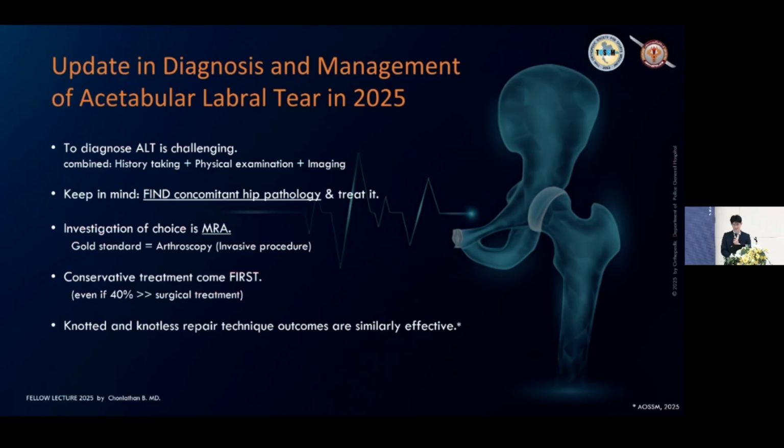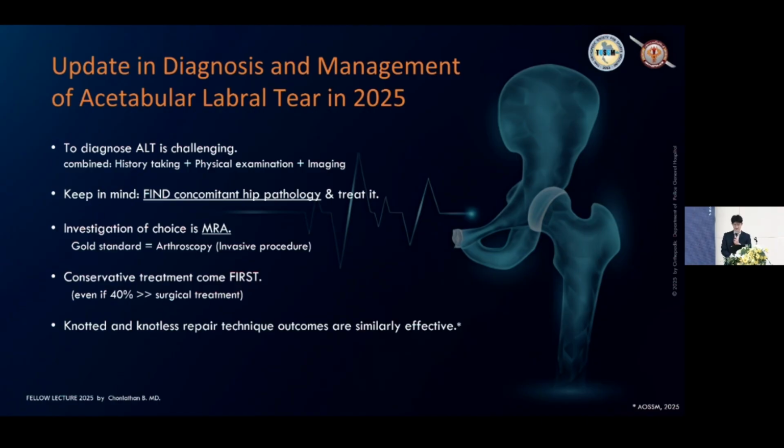Take home message: to diagnose ALT is still challenging. We have to combine history taking and physical examination together with imaging. Keep in mind that once ALT is suspected, there is always some underlying hip problem, so find concomitant hip pathology and treat it too. MRI arthrogram is the investigation of choice. Even though hip arthroscopy is the gold standard, it is considered invasive.